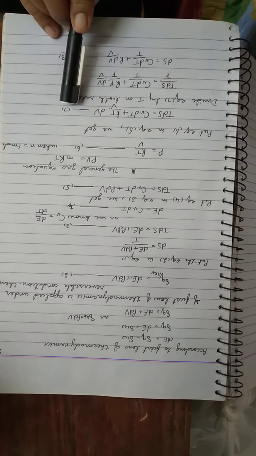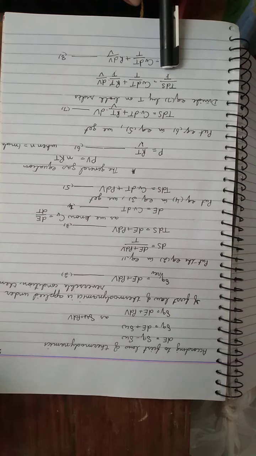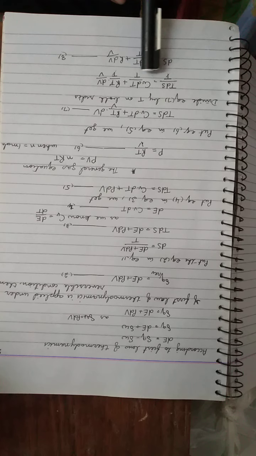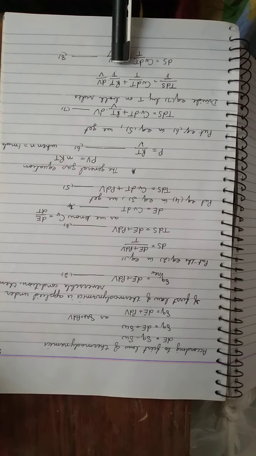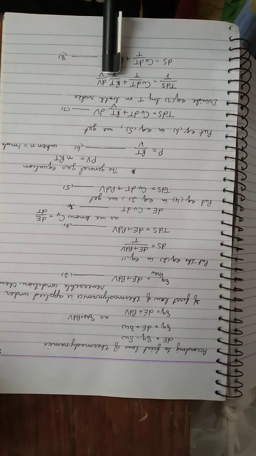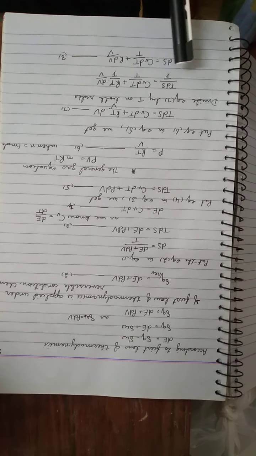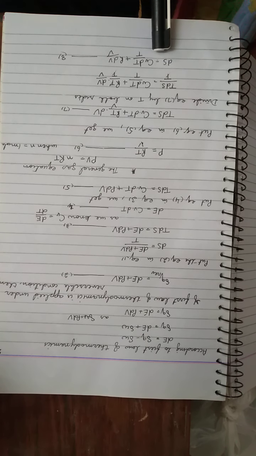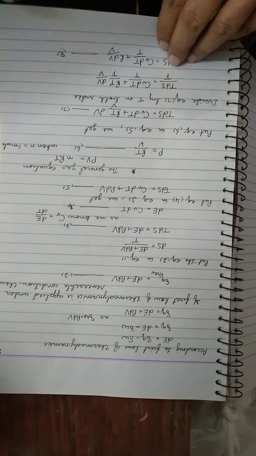Divide this equation 7 by T on both sides. So TdS by T is equal to Cv dT by T plus RT by T into dV by V. Cancel this T with this T. Similarly, cancel this T with the T here. So dS is equal to Cv dT by T plus R dV by V. This is equation number 8.